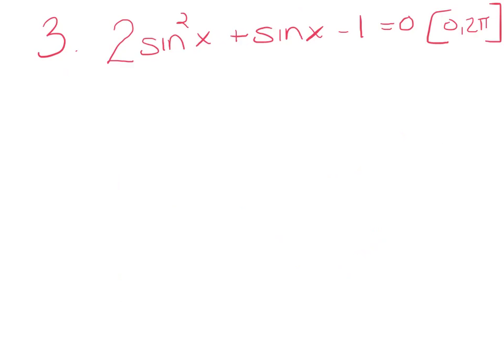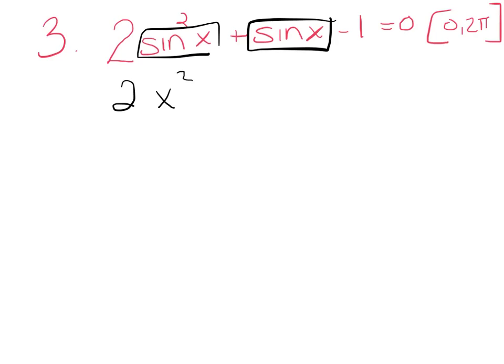Alrighty, question 3. 2 sine squared x plus sine x minus 1 equals 0. And we're given the domain 0 to 2 pi. So again, our answers just have to fall in there. Now this might look a little more intimidating, but watch this little trick. If I were to replace all the sine x's I see with just the variable x, this would then be 2x squared plus x minus 1.